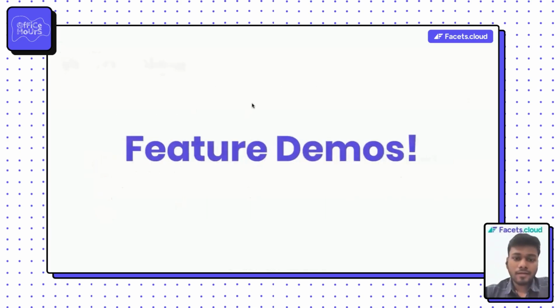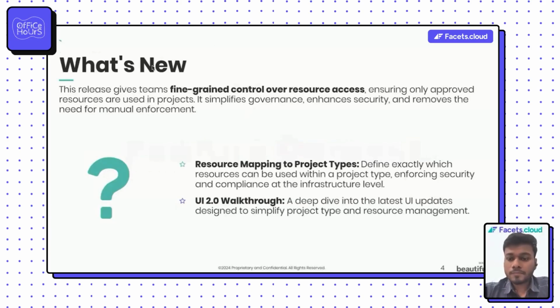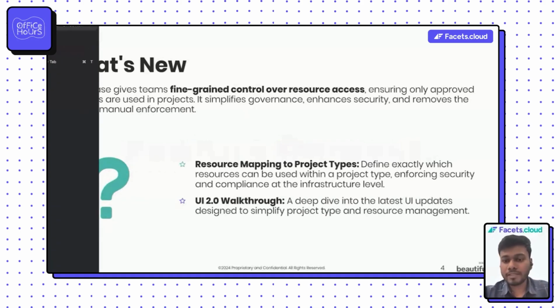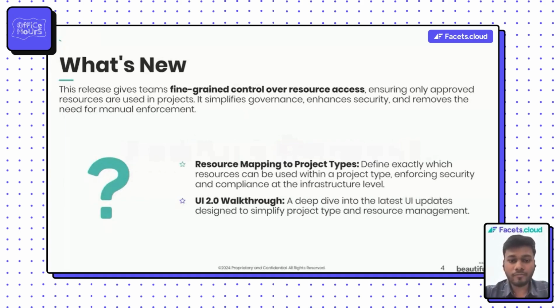Thanks, Ali. We all know what project types are. I'm guessing people who are on the new UI, every time you create a project, you have to start from base, right? You create the base blueprint. But if you want to create a base blueprint which you can extend and reuse across multiple projects to get a head start, you can do it via project types. In project types, we have now added a feature called mapping your resources.